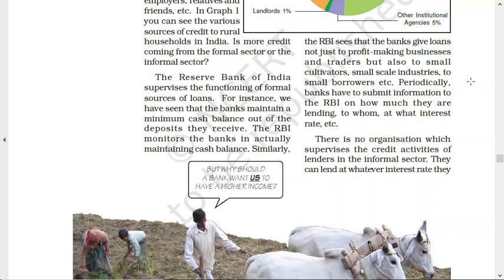Like I just gave an example. Let's suppose you want to take an educational loan. So what you need to do is go to the bank. You have to show that yes, I have qualified, this is my result sheet. They can verify through the internet, right?